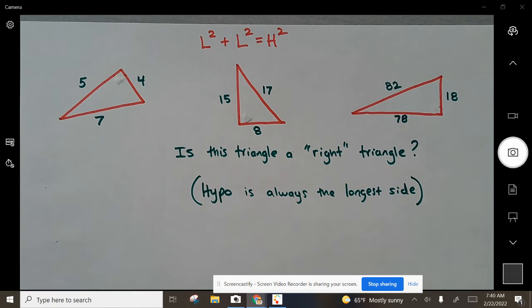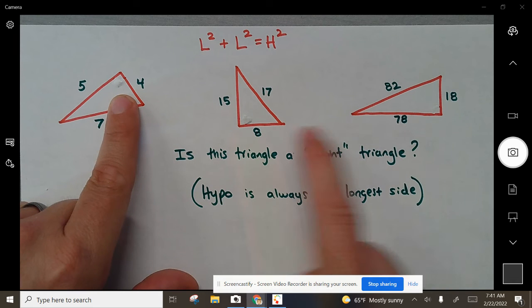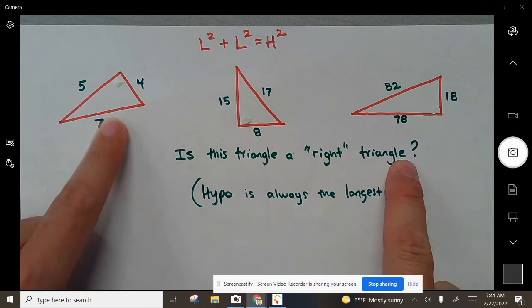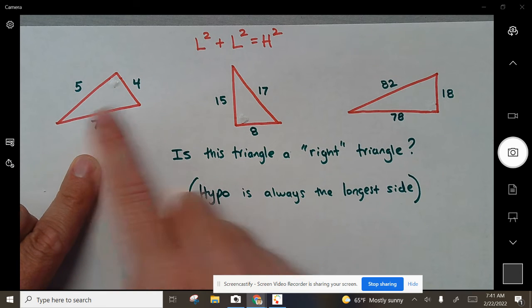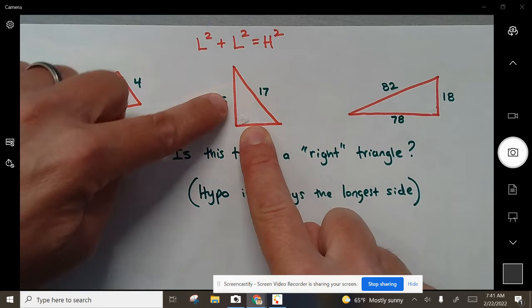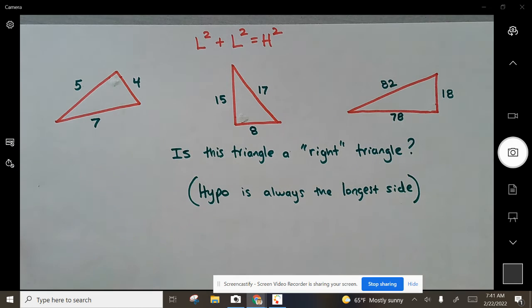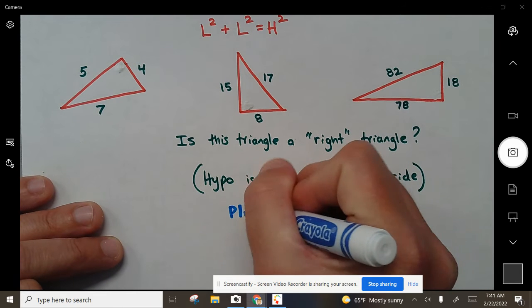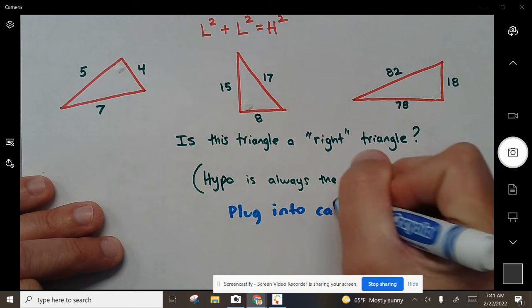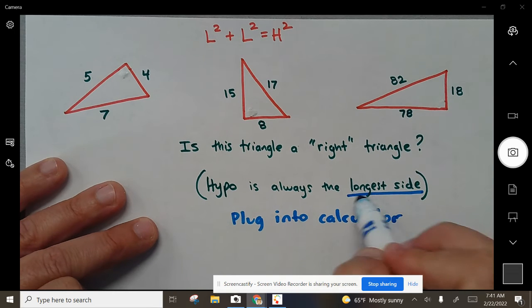So you've written these out. And I covered up the right triangle symbol because we want to know if this is actually true. Are they right triangles? Now, last week, you were given two sides and you had to find a third. Or maybe you were given the leg and the hypo, and you had to find a third. And they told you they're right triangles. Now you're working backwards to prove, is it a right triangle? All you have to do is plug into the calculator. Super simple.